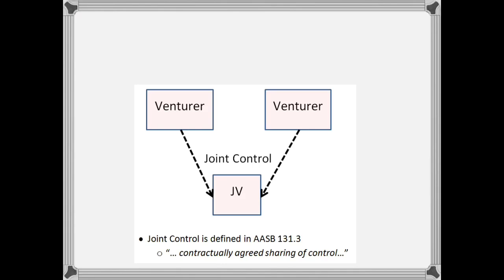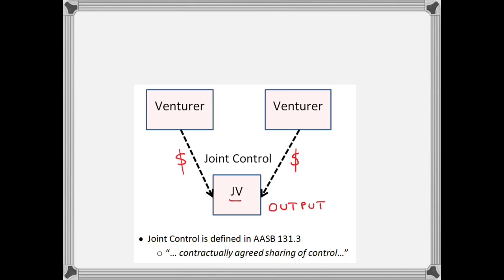So what's actually happening in a joint venture? Well, we've got a number of parties, in this case we've got two, that put in resources into a joint venture. The joint venture will then undertake whatever the economic activity it is that it does, and then produce some sort of output.